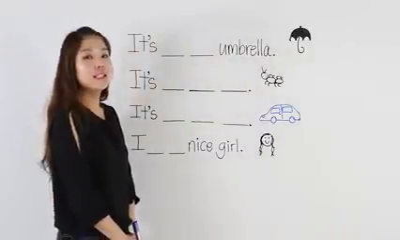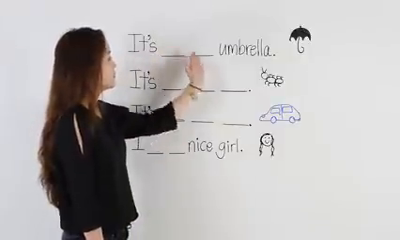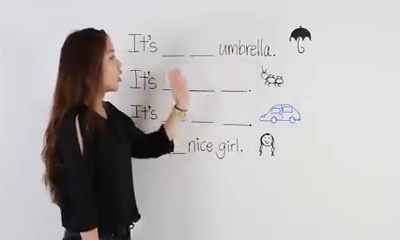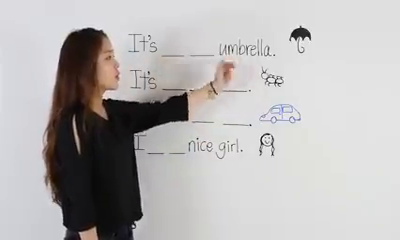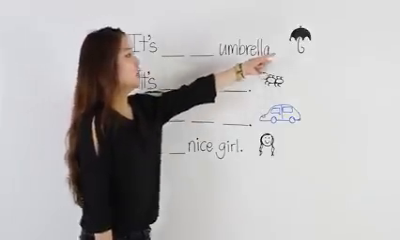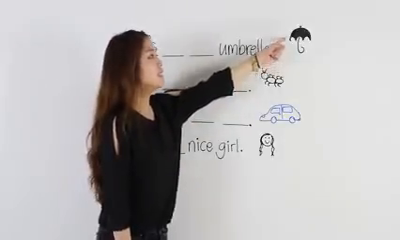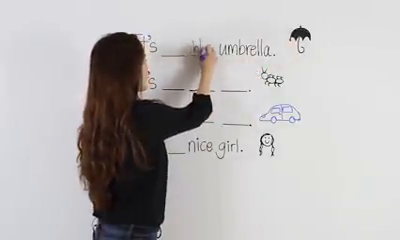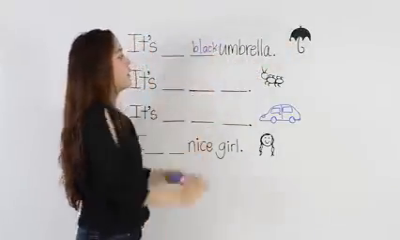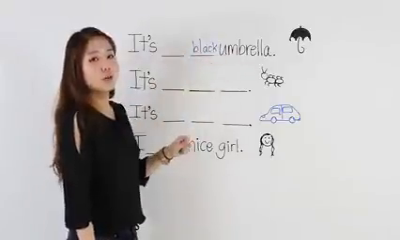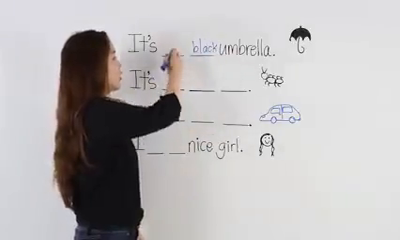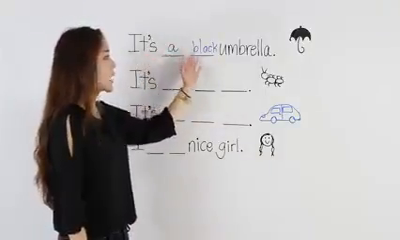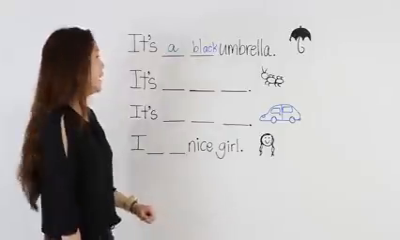Okay, the first sentence says it's umbrella. Okay, we have the noun. We need an article and adjective to describe the umbrella. Let's describe the color. Okay, we would say black. Remember, the adjective comes before the noun. Now we need an article, and the correct article is a. It's a black umbrella.